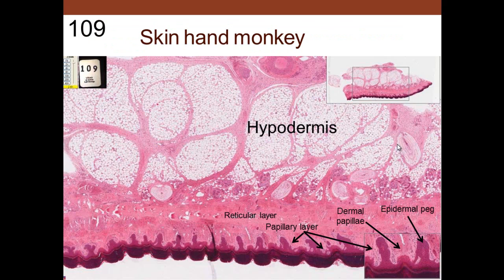We can see skin here from a monkey. You can see the hypodermis. All these are fat cells in through there.